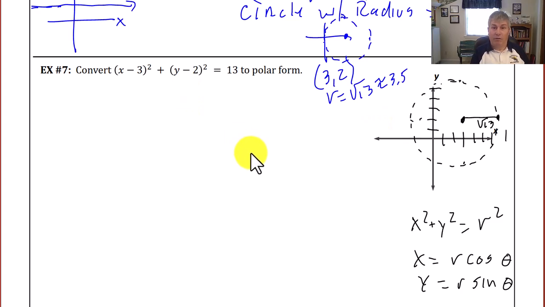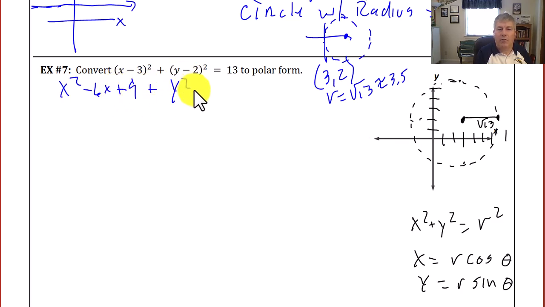But now we want to convert this to polar form. So this is going to be a little bit tougher. Hopefully your algebra skills are good. I'm going to FOIL all this out. x minus 3 quantity squared is just x squared minus 6x plus 9, plus, and then y minus 2 squared is y squared minus 4y plus 4, and that equals 13.